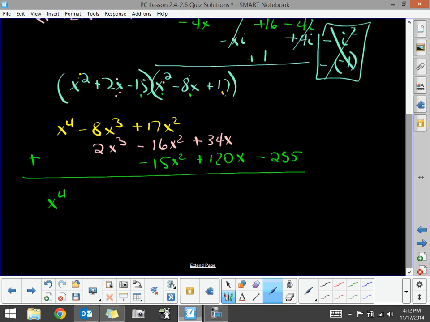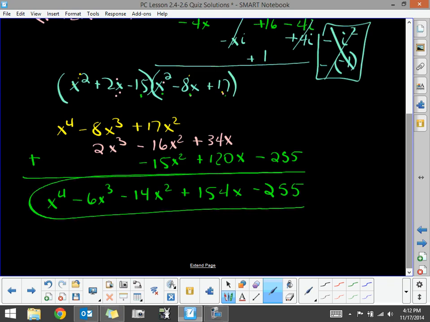Now I'm going to draw a line, collect all of our like terms. We got an x to the fourth. We got a minus 6x cubed. On these, we got two negatives. It was negative 31 plus 17. That should give us a negative 14x squared. If we collect our like terms here, we have a positive 154x and then minus 255. Now this is the polynomial that we're after. That is the least degree polynomial with the zeros that we started off with from the very beginning of our problem.